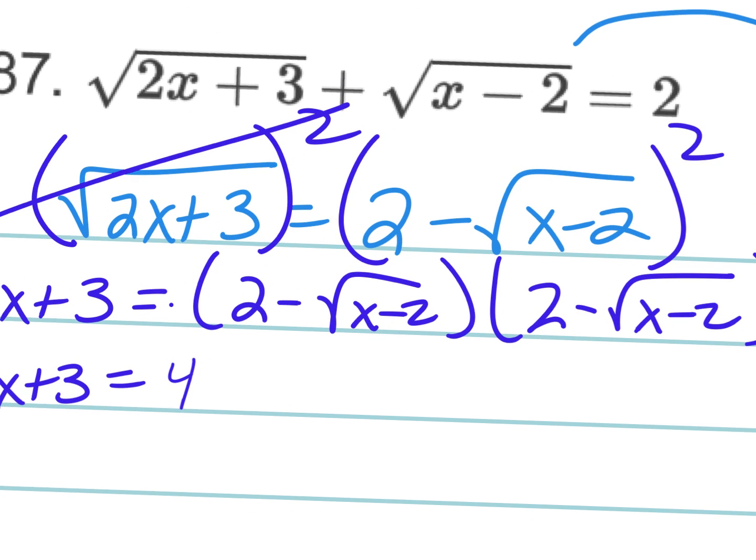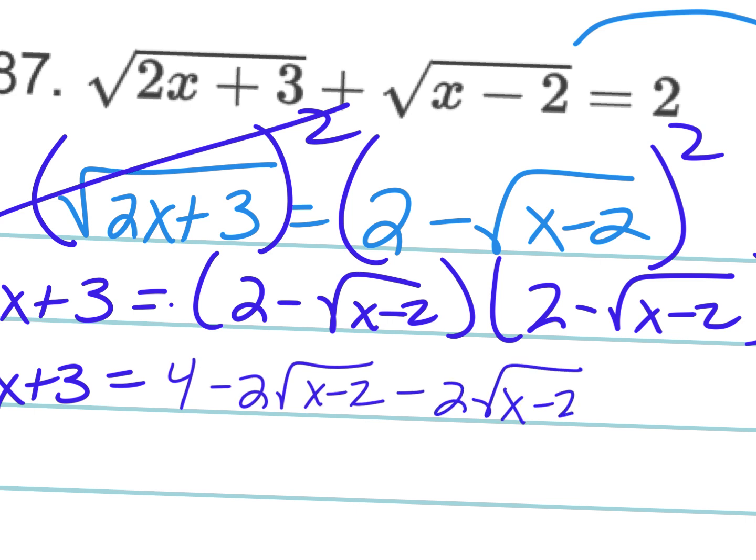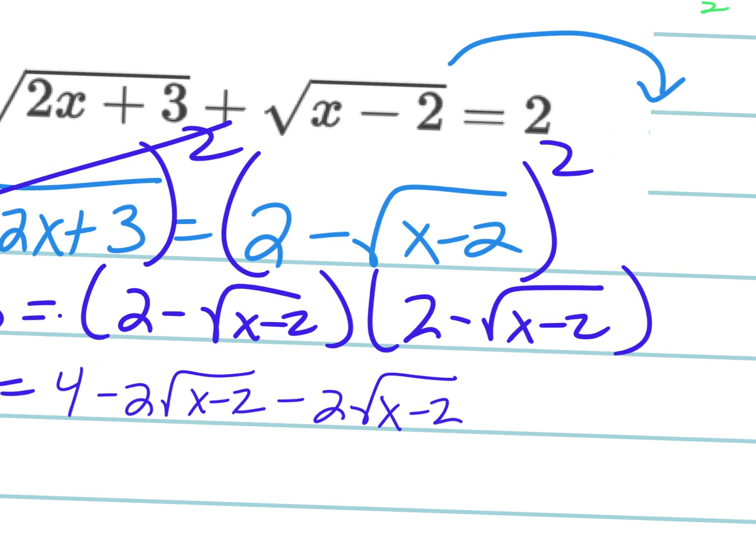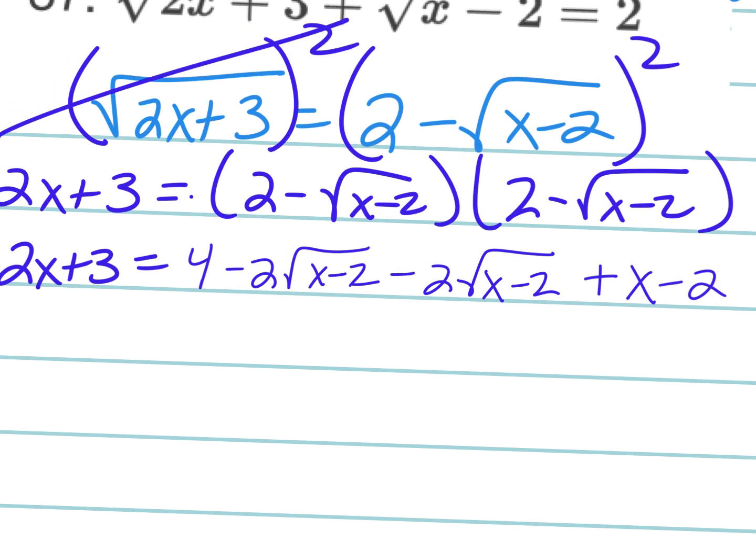2 times negative square root of x minus 2 is minus 2 square root of x minus 2. Then I have the negative square root of x minus 2 times 2. It's going to give me another minus 2 square root of x minus 2. And then when you multiply, negative times negative is going to give me positive. When you multiply the square root times the square root, it cancels itself out. So that's what we're left with, is just x minus 2.